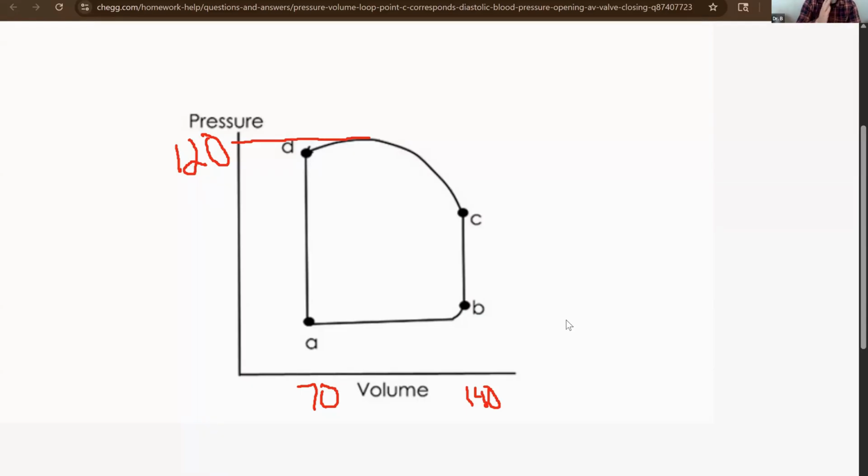So we've got a low volume of 70 and a high volume of 140. So once we're looking at the left ventricle, when is the left ventricle going to have the lowest volume? Is it after it contracts, or right before it contracts? What do you guys think? After it contracts. There you go. Thank you. Yeah, James, it's after contraction, right? So after contraction, that's when it's going to have the lowest volume.